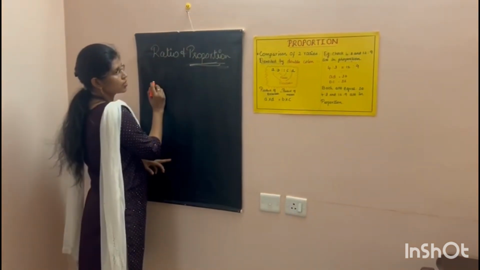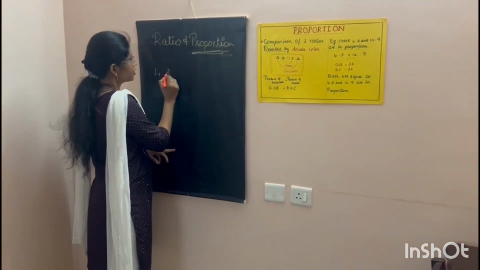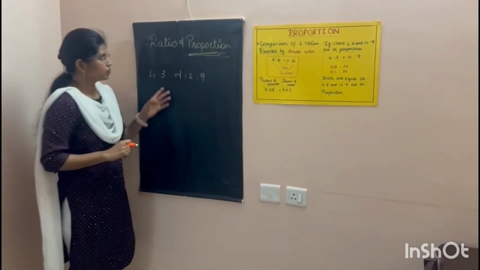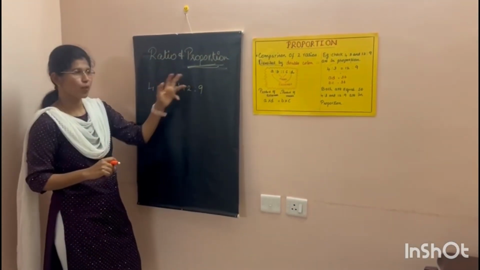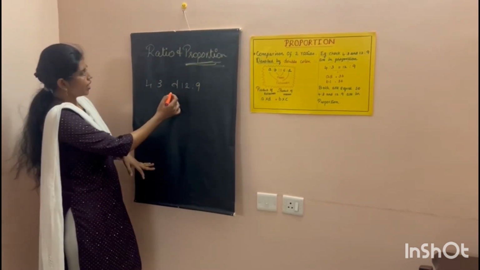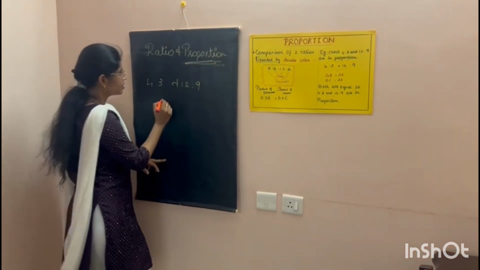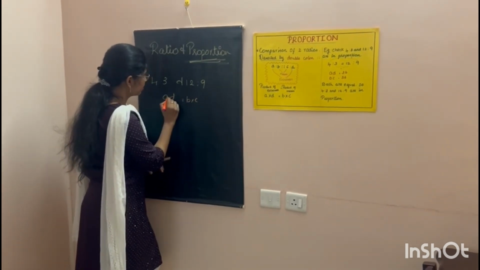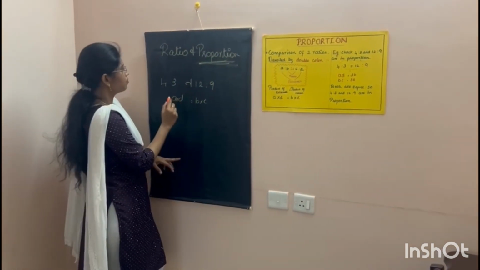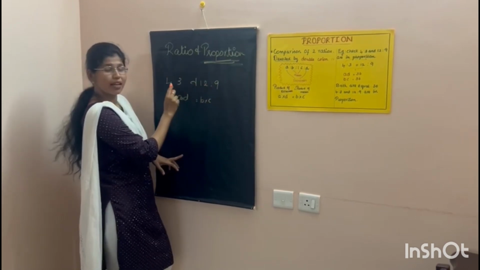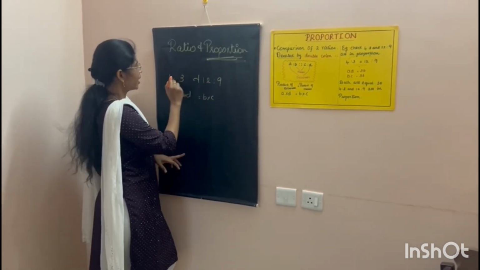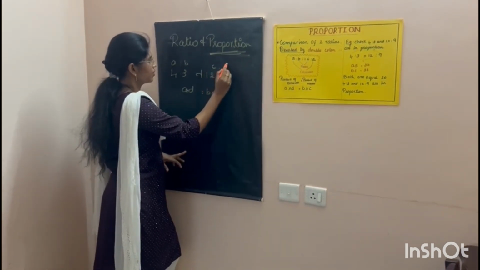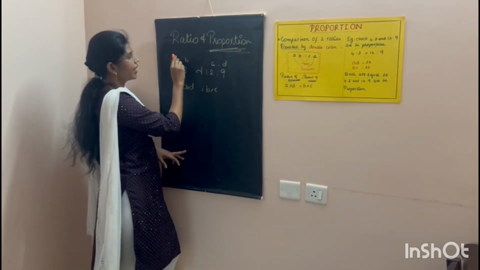First ratio is 4:3 and another ratio is 12:9. To check whether both the ratios are proportional to each other, first we have to know the proportion law, that is A into D is equal to B into C. So first we multiply both the extreme terms and both the mean terms. This is A:B and this one is C:D. First we multiply A and D.